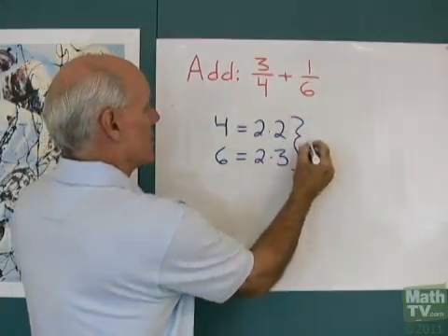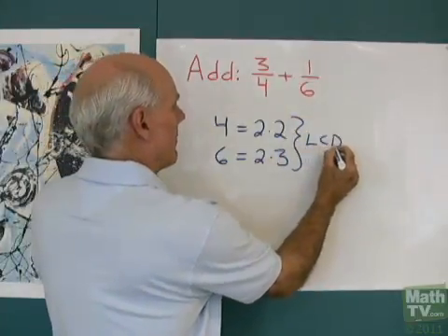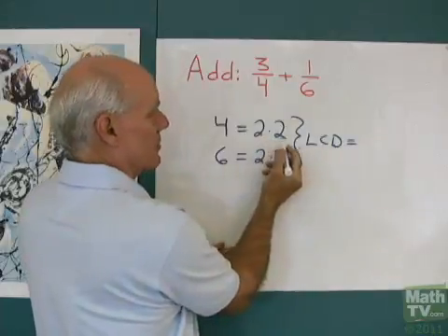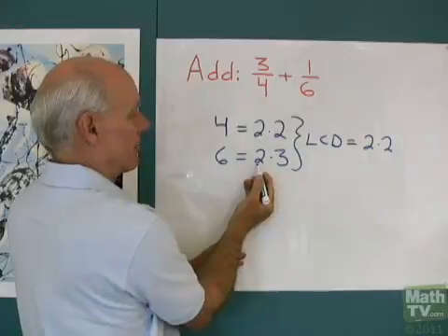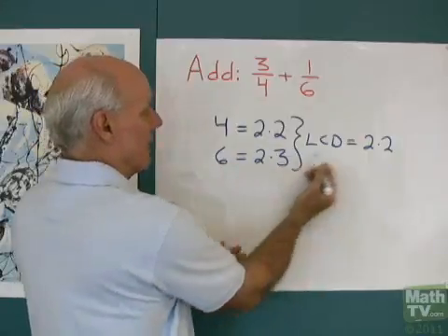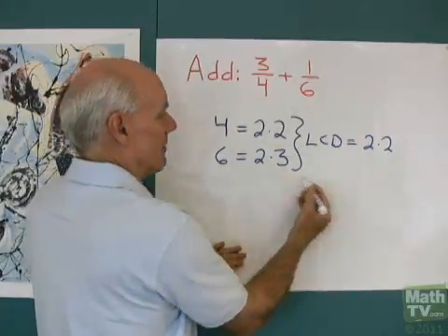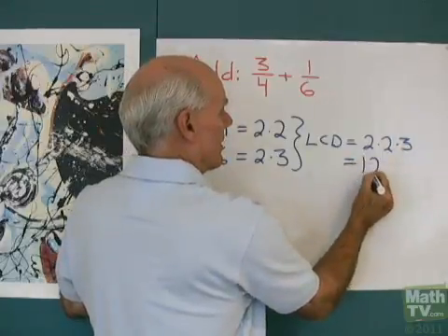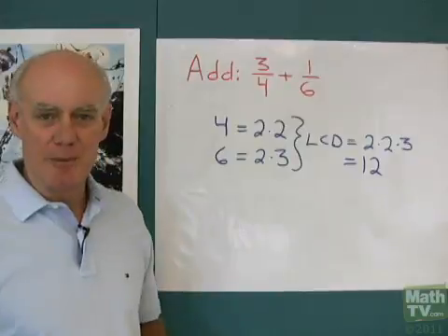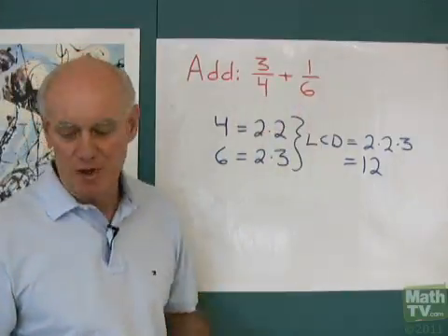Then I build the least common denominator from that. I need factors of 2 times 2 so that 4 will divide the least common denominator. I need a factor of 2 so 6 will divide it. I have a factor of 2. I need a factor of 3. I don't have it, so I'll put that in. So 12 is the least common denominator for the fractions 3/4 and 1/6.